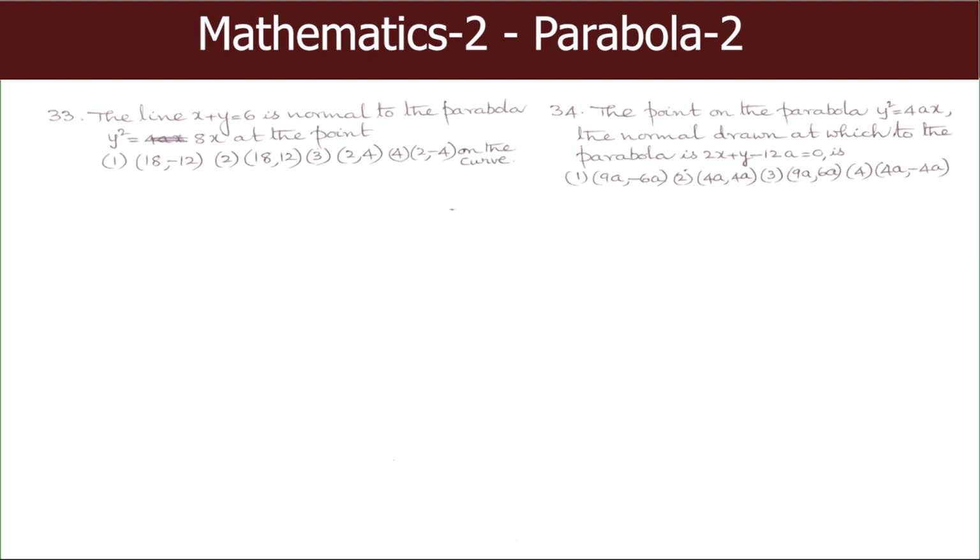Next, the line x plus y equal to 6 is the normal to the parabola y square equal to 8x at the point.